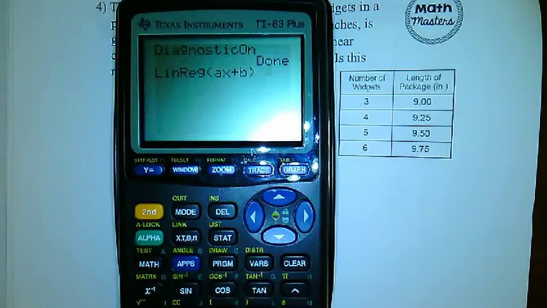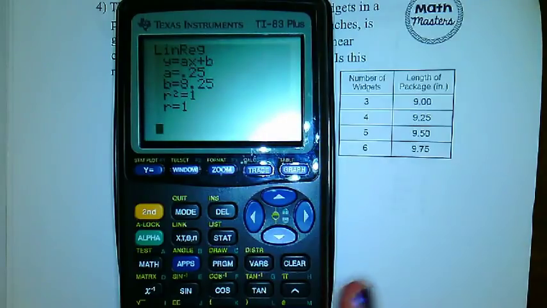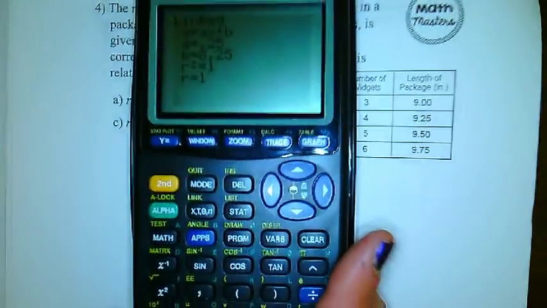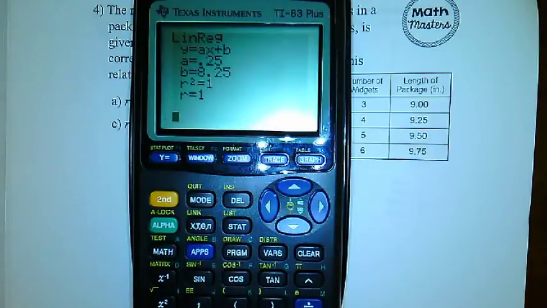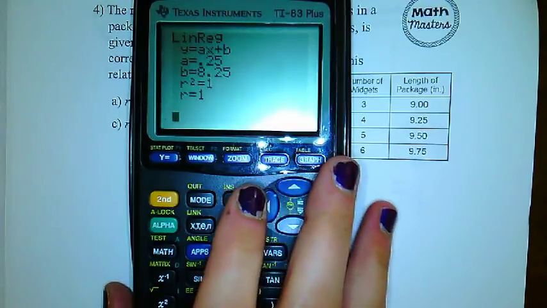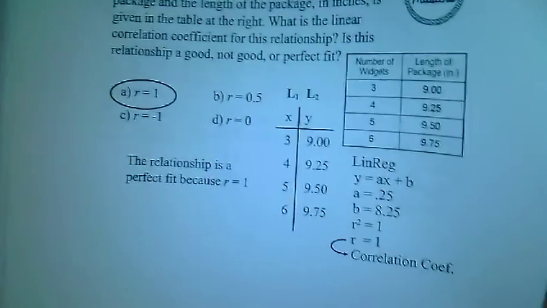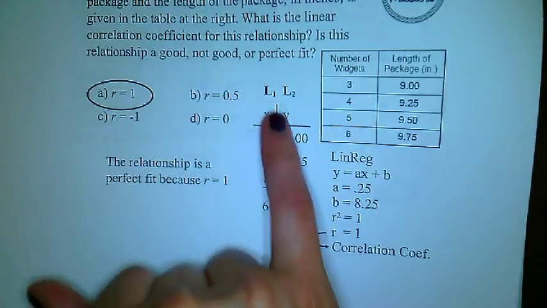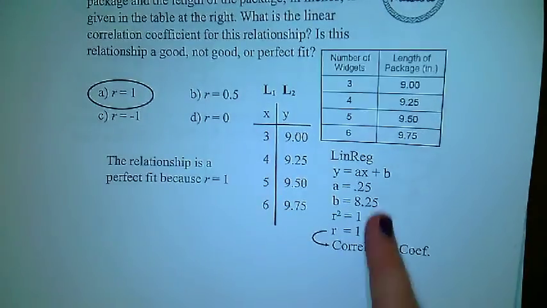Okay, so you're going to do that. Our diagnostics are on, so now we should get all 4 numbers. All right, so when you do that, you actually see that our R value is a perfect 1. So I would actually write that down on your paper. Okay, so again, I just wrote down what we put in our calculator.